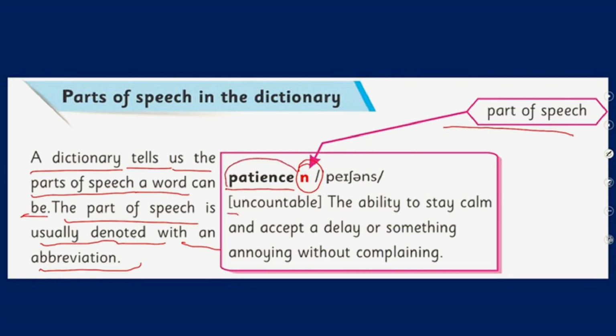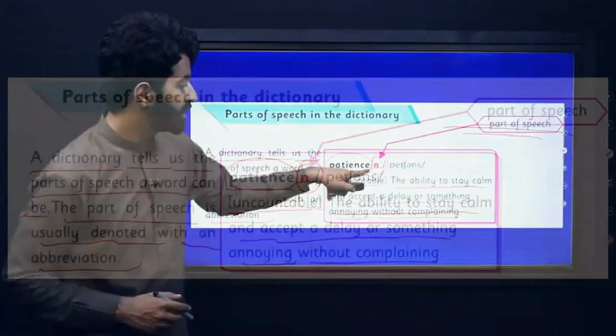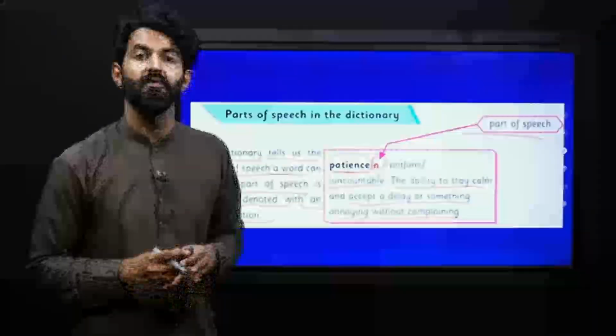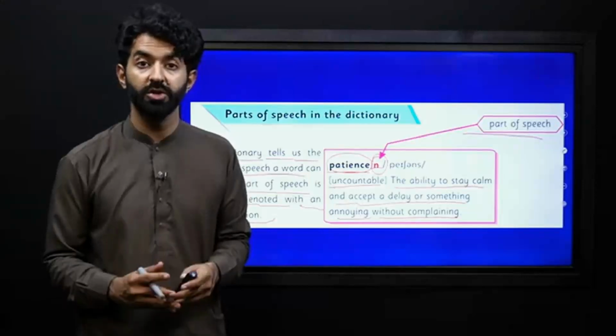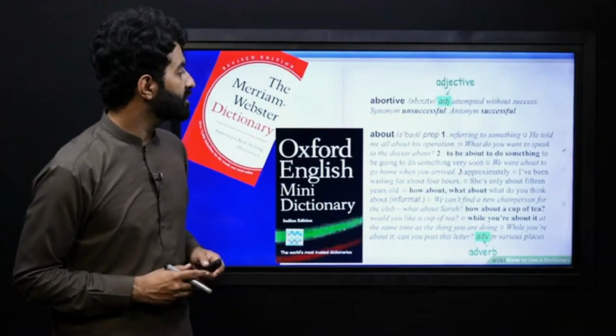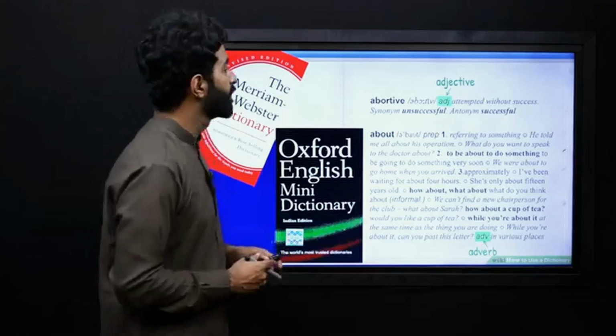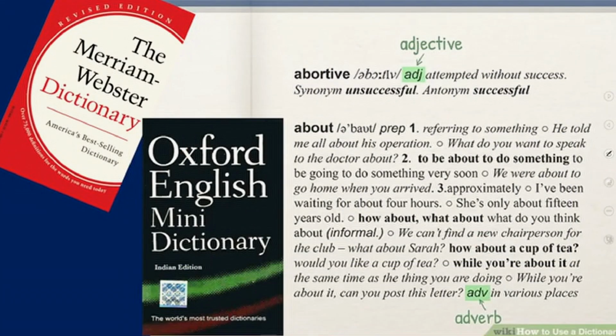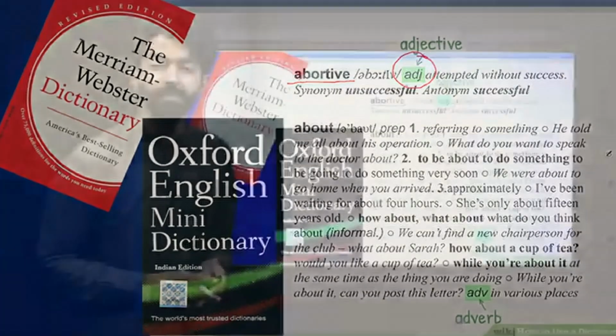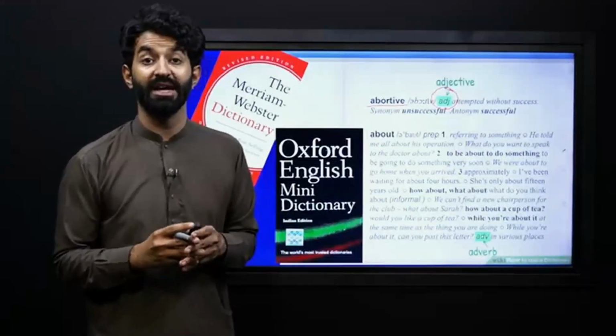For example, patience here is a noun. Uncountable, the ability to stay calm and accept a delay or something annoying without complaining. So this n here, followed by a slash, is our indication of the part of speech, our abbreviation. So my dear learners, let's see some other examples also. For example, if you're looking for a word in the Oxford Dictionary, the Mini Dictionary, or any other one, this word abortive here, this abbreviation is mentioned, ADJ, it represents adjective.